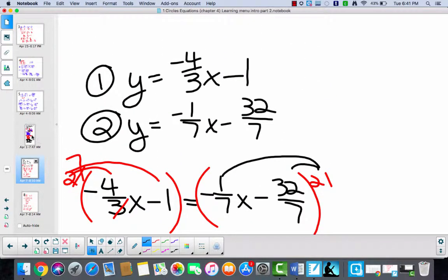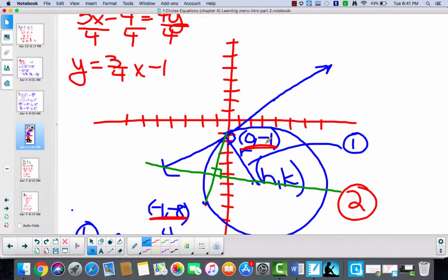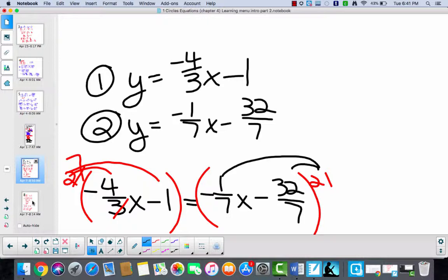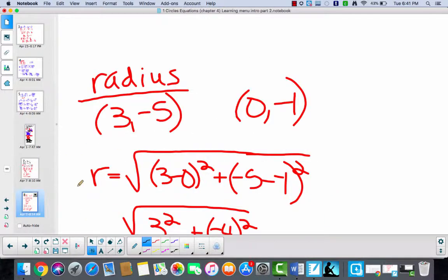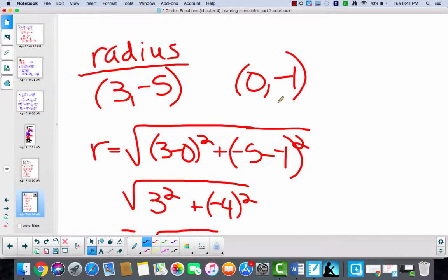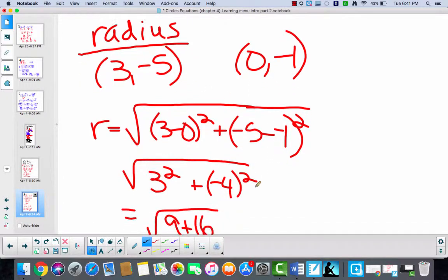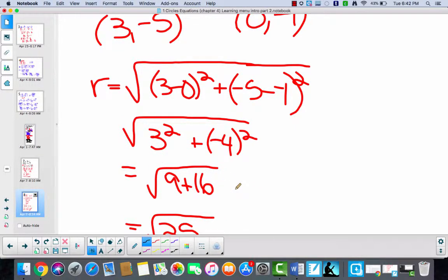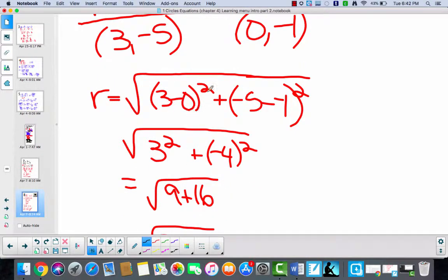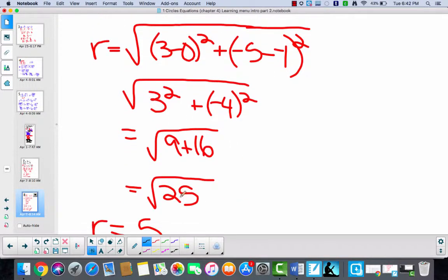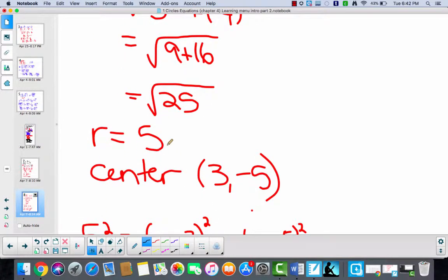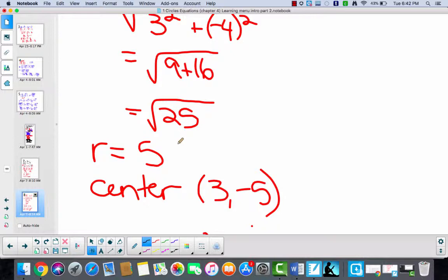Now, if we go back and look at our picture, we need the center and the radius. So again, we need the distance. You can again use either one of these 2 points. So I chose 3, negative 5 and 0, negative 1. And I substituted into the distance formula to find the radius. So I subtract my 2 x's and square it, and I subtract my 2 y's and square it, which gives me 9 plus 16, which is nice because it works out to be the square root of 25, which is 5. So now I have the center is 3, negative 5, and the radius is 5.